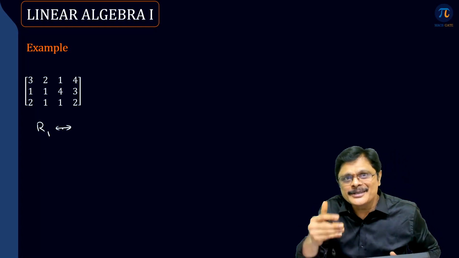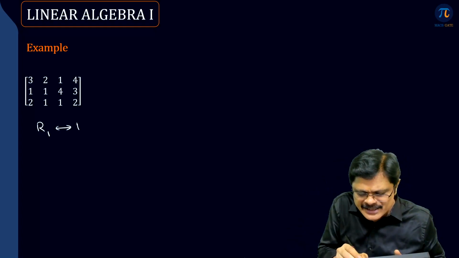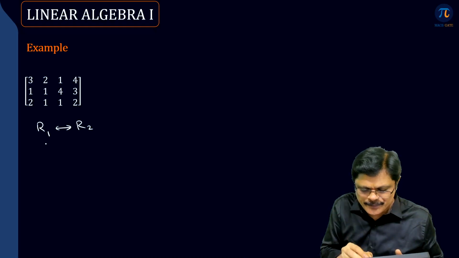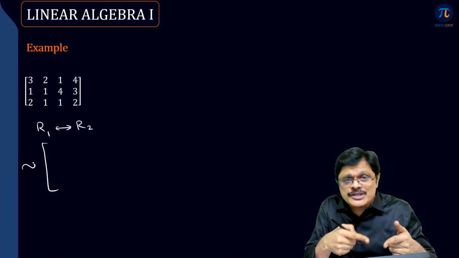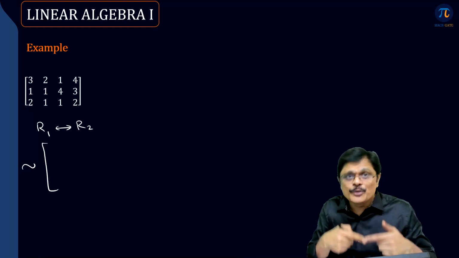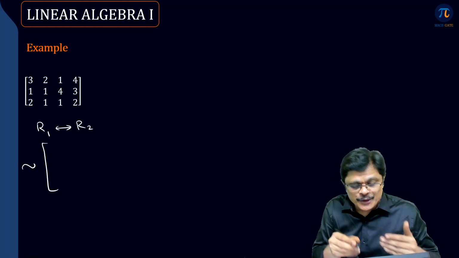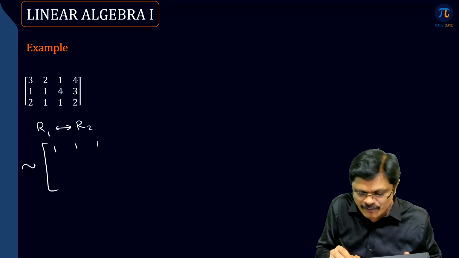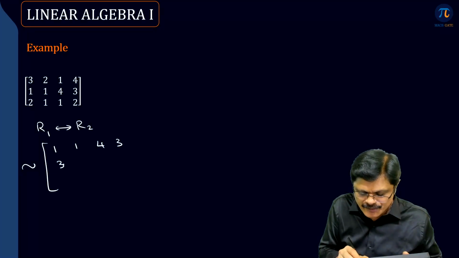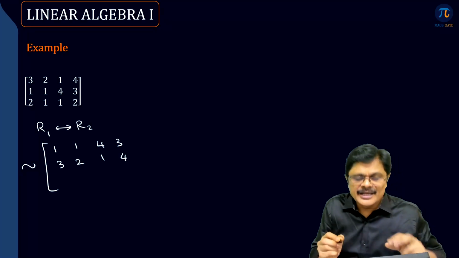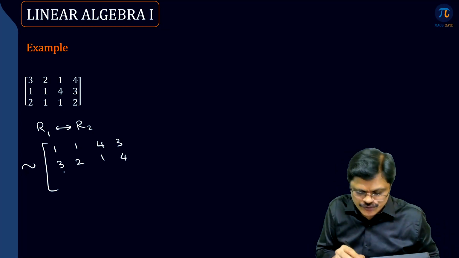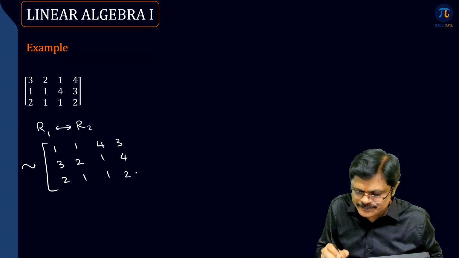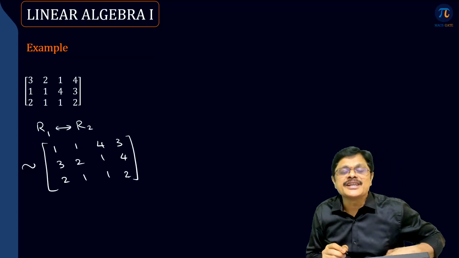I'm learning the row operations. I interchange row 1 with row 2. So it is not the same as the original matrix; after interchanging, you get a new matrix. This is the new matrix: 1 1 4, 3 3 2, 1 4 2 1 1. The first row becomes the second row and the second row becomes the first row. Swapping of two rows. So this is what you mean by interchanging two rows.